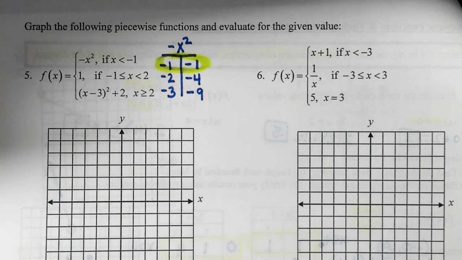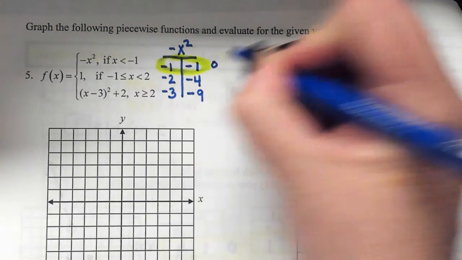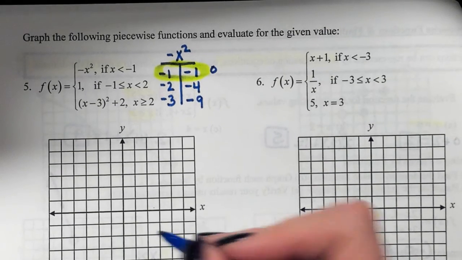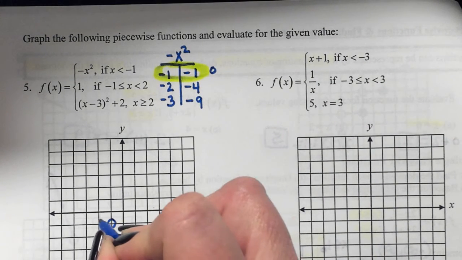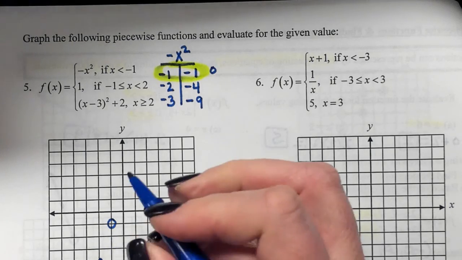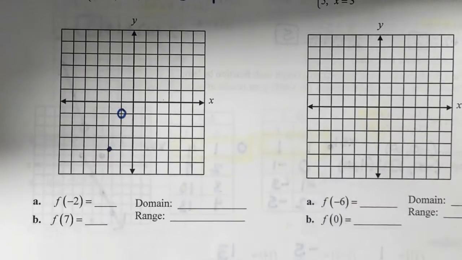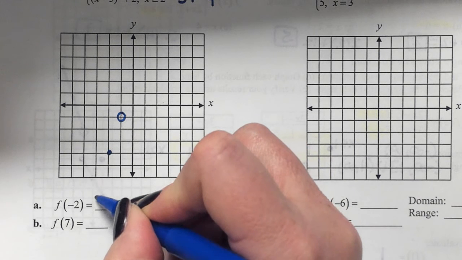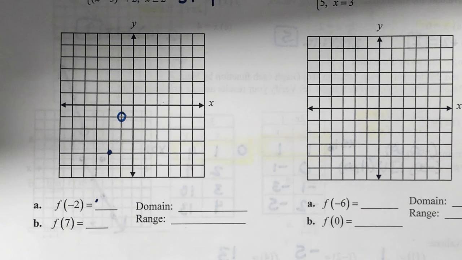Tell me about negative 1 on my graph. Is it going to be an open circle or a closed circle? Open. So negative 1, negative 1, negative 2, negative 4, and then negative 3, negative 9. Now remember, I know negative 3, negative 9 will be all the way down here off my graph. This is not a line. It's a part of that U.